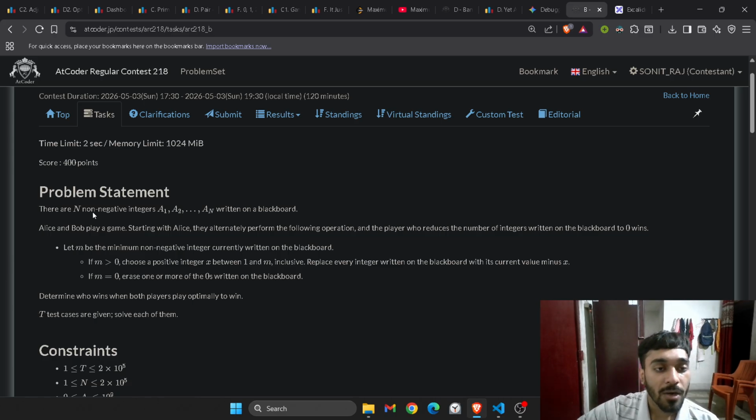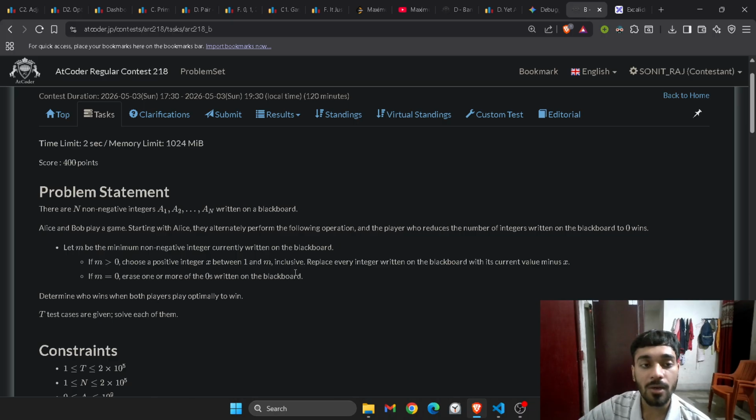There are n non-negative integers a1 to an written on a blackboard. Alice and Bob play a game. Starting with Alice, they alternately perform the following operations. The player who reduces the number of integers written on the blackboard to 0 wins. So this problem is about a game in which n non-negative integers are written on a blackboard. Alice and Bob are two people who will play this game. Alice will start the game.